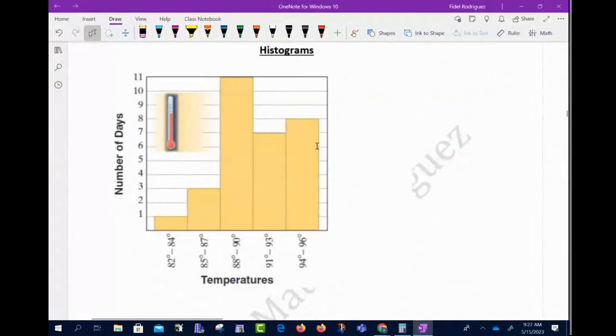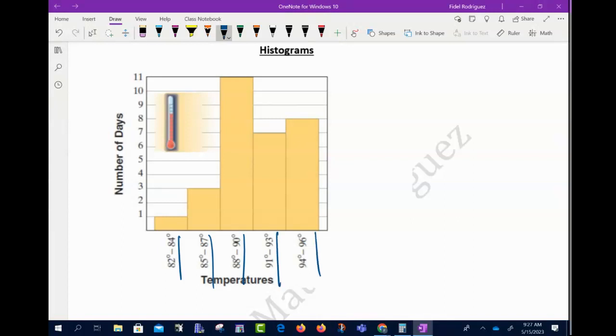All right, so look, y'all, I got another histogram here. So this histogram here, it looks like we have on the vertical scale going up and down the number of days. On the horizontal scale, we have the ranges of temperature. So look, when I'm looking at this part, y'all, it tells me there's a certain number of days that the temperature was between 82 and 84, between 85 and 87, 88 and 90, 91 and 93, 94 and 96.